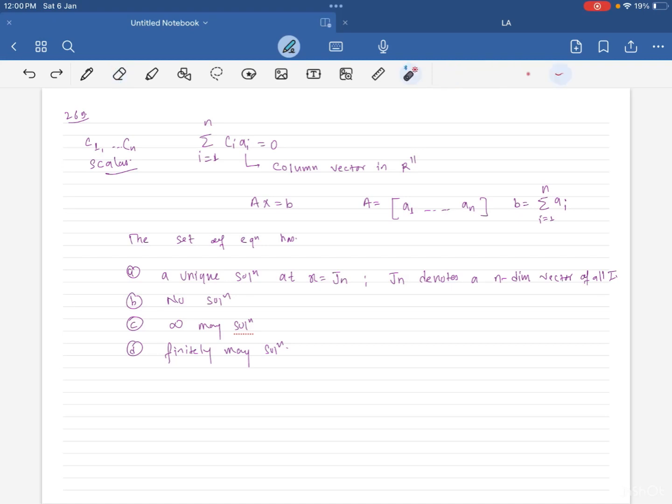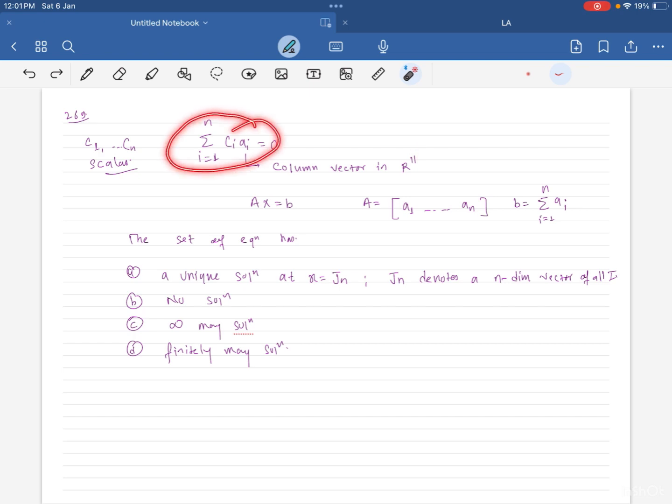Okay, so this question is from CSC 2017. So let's look at this question. Here C1, ..., Cn are scalars, and we are given C1 times some column vector. This Ai represents a column vector in R^11, so this vector belongs to a space that has dimension 11, right?